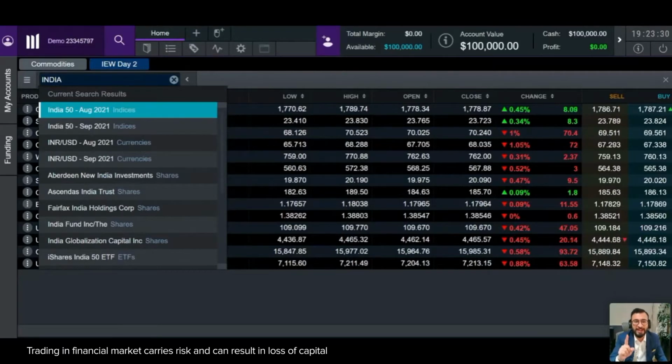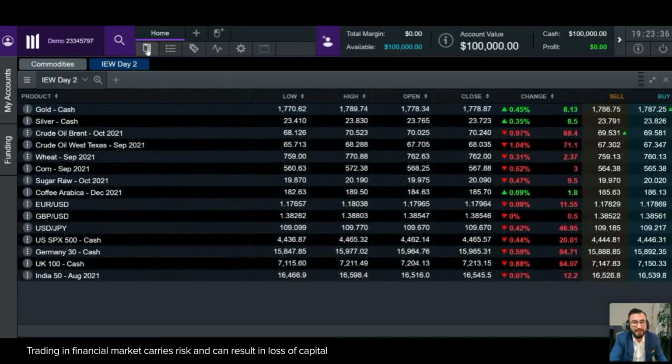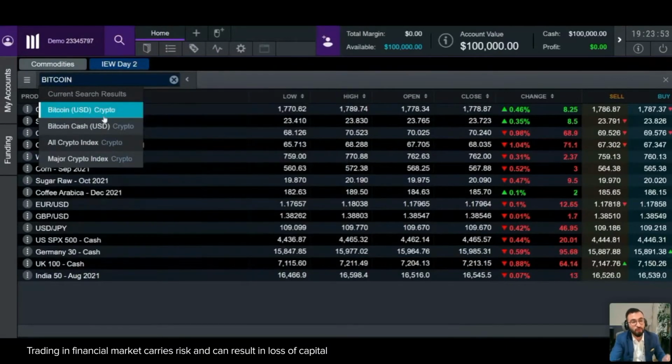And this you will find in the form of a month. So India 50 August 2021, you can add. This is the Indian index, which is also called Nifty, and this is in dollar denomination. So you can add this. So we have commodities, we have currencies, we have indices, and just for tracking purposes, I would suggest you add Bitcoin, which has been increasing. I want you to add Bitcoin USD, the first one.